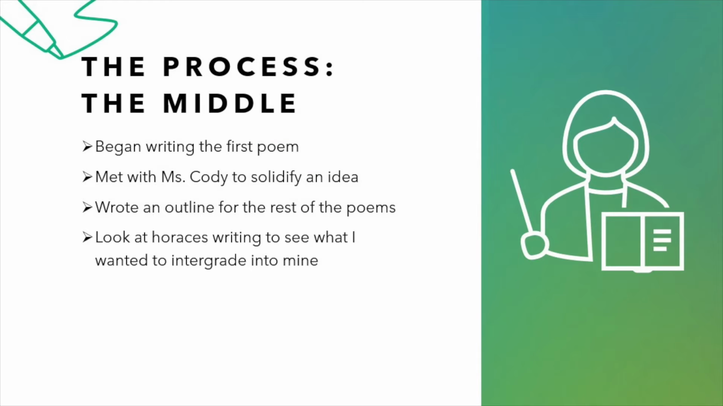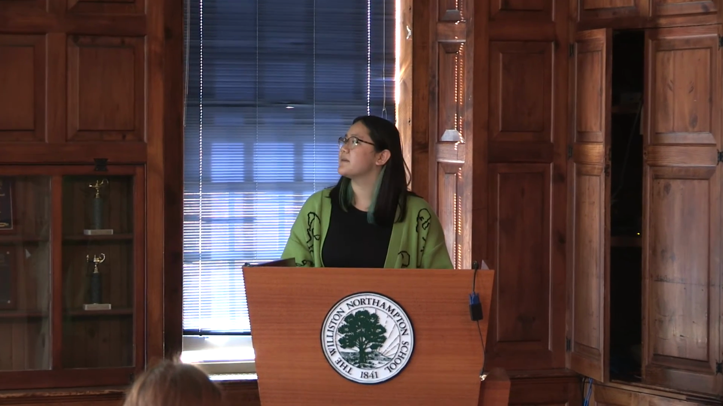In the middle of the process, I started writing my first poem, which was the spring poem. And then I had a meeting with Miss Cody because I was worried, as I was writing in English, how will this really be like Horace's writing after I translate it? How can I really get his style down? After my meeting with Miss Cody, she really helped me solidify my idea where, as I mentioned before, I would make 4 poems and then choose 2 lines that really sum up the whole meaning of my poem, and then translate those and make them into Horace's style. So then I wrote the outline for the rest of my poems, and I again looked at Horace's old writing to see what I wanted in mind.